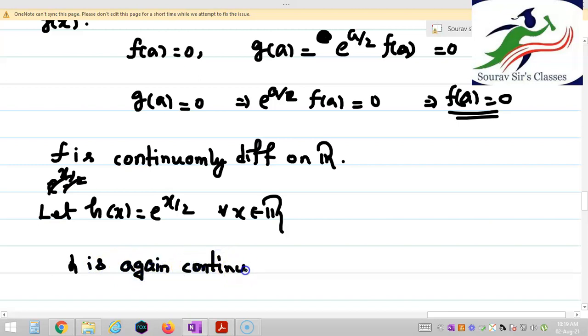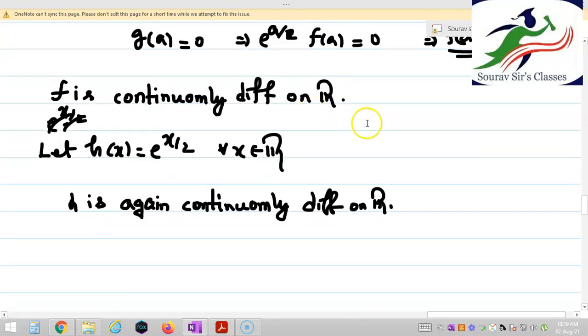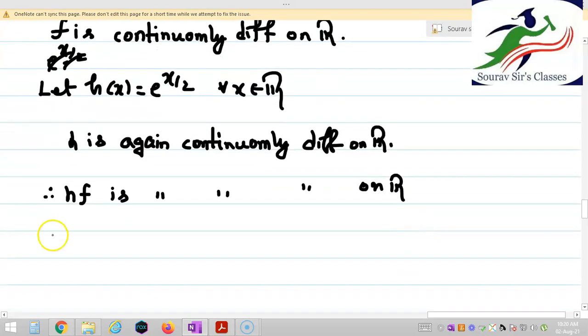So I can say that h is again continuously differentiable on R, right? So f is continuously differentiable on R, h is continuously differentiable on R, then h into f is always continuously differentiable on R. Therefore, h into f is again continuously differentiable on R, right? So h into f means g, right? G is continuously differentiable on R.